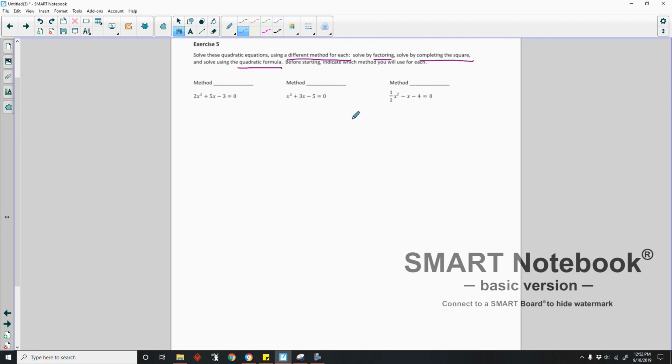Okay, so if I look at these, some may be factorable, some may not. And with a little practice, you will see that this second one is not, because there are no factors of negative 5 that will add up to 3. So I'm not going to factor this one by factoring, obviously. It's got to be something else. So let's factor this one.